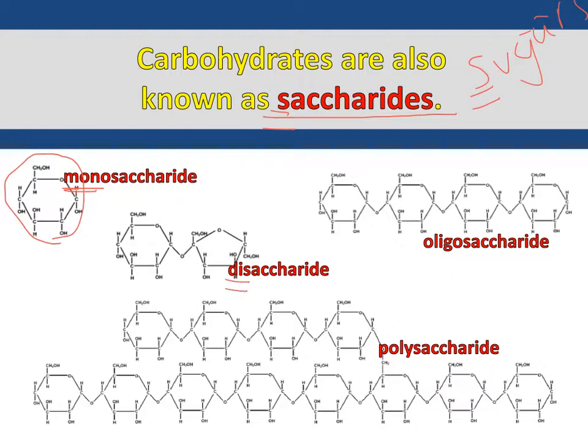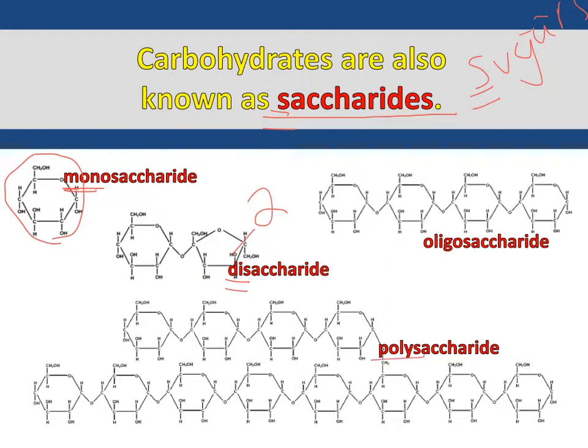Disaccharide. Di means two. Saccharide means sugar, so we just have two sugars together. An example could be like fructose or sucrose. So usually that ending -ose means a sugar.